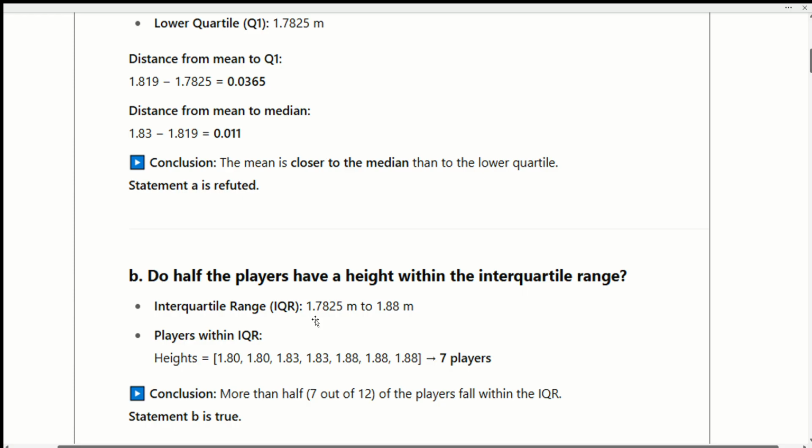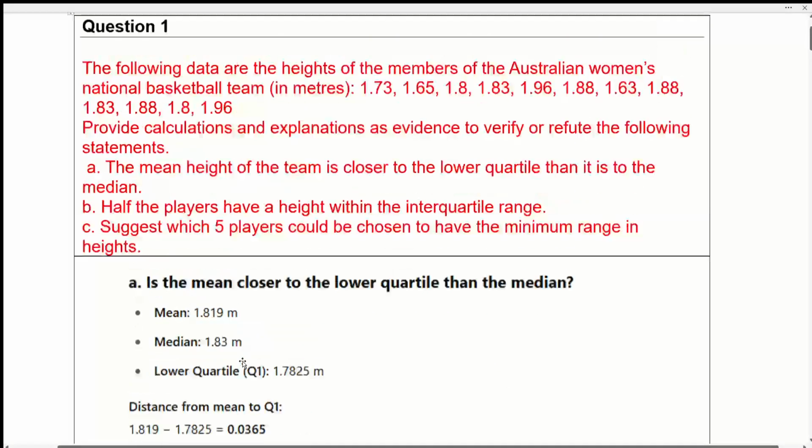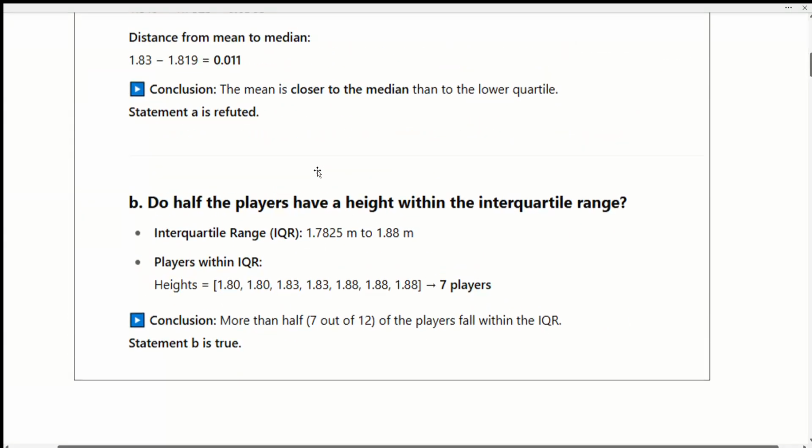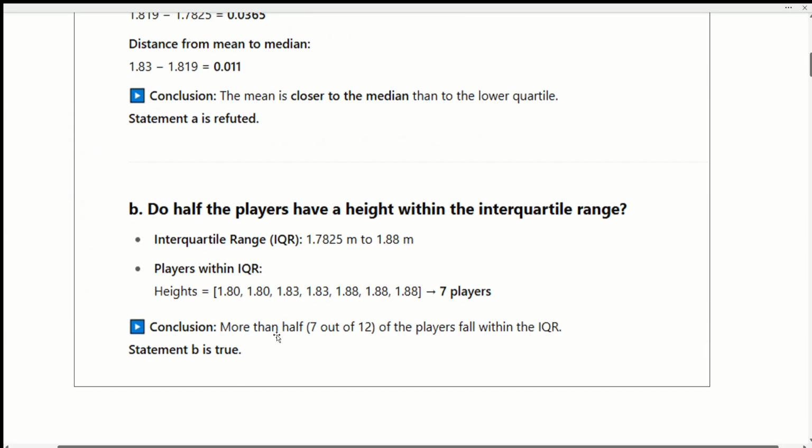1.7825 meters. That's your quartile number 1, which is the lowest quartile, and quartile number 3 is going to be 1.88 meters. Players within the interquartile range are going to be falling from 1.80 to 1.88. So there are going to be 7 players once we have rearranged all the values from this data set. Okay, now the conclusion is more than half, 7 out of 12 of the players fall within the interquartile range, so therefore statement B is going to be true.